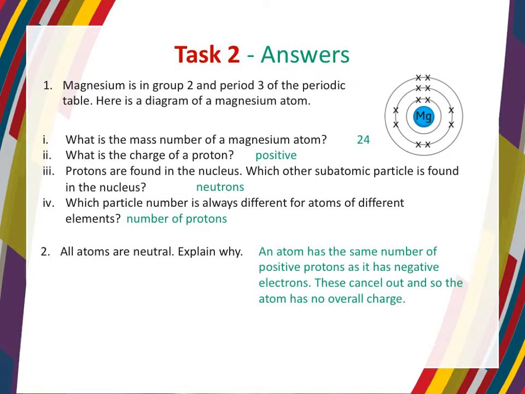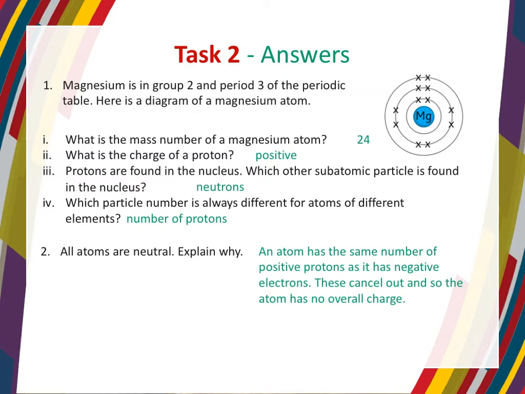So there we go. Magnesium is in group 2 and period 3 on your periodic table. There's the diagram of it. What is the mass number of a magnesium atom? So you'd go to your periodic table, you'd find magnesium, and the top number, or the larger of the two numbers, is 24. So that would tell you that in the nucleus there's 24 things. So it's made up of a total of 24 protons and neutrons added together.